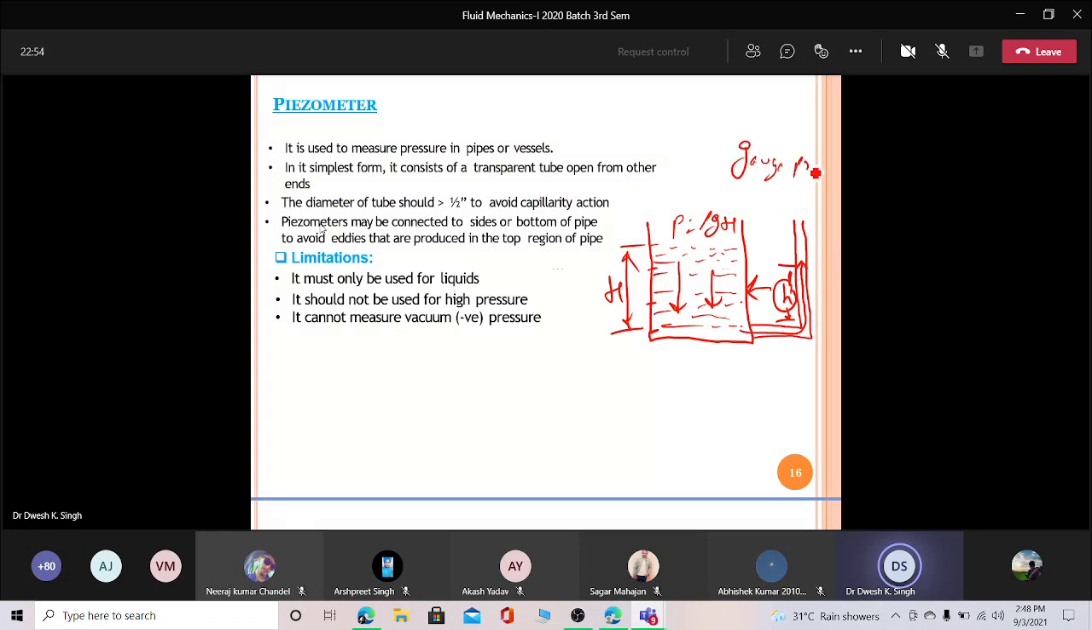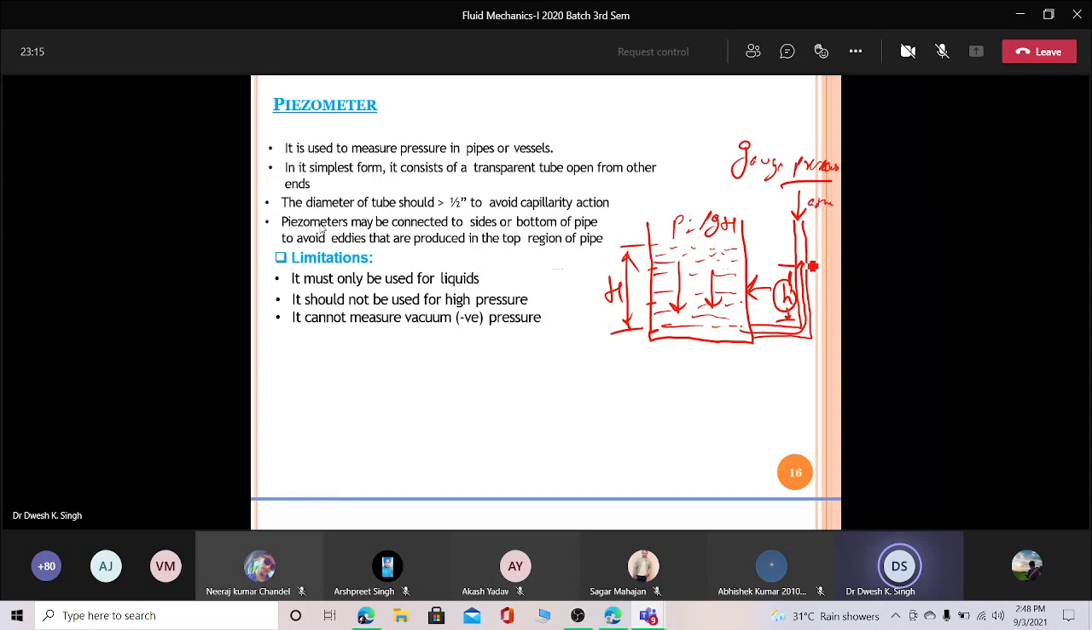Why gauge pressure? Who will answer? Anyone? Am I audible? Anyone? Yes, sir. Who can answer why it is gauge pressure? Please. Sir, because the weight of the liquid is also there. It is measuring because it is against atmospheric pressure.